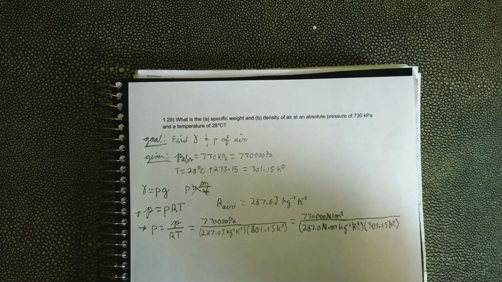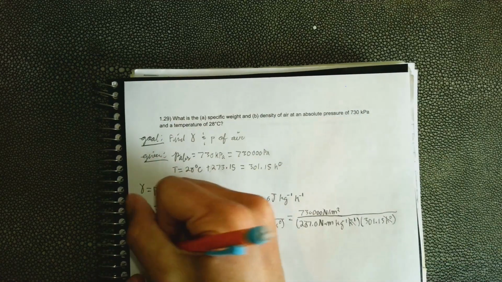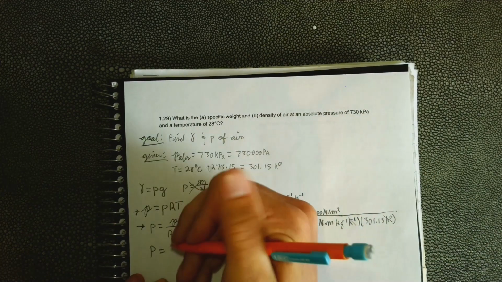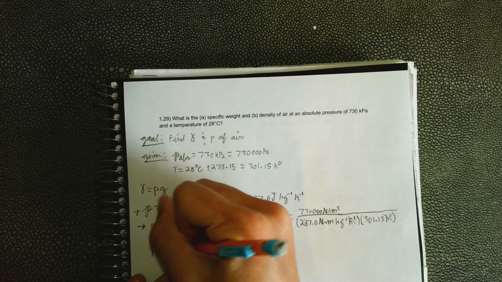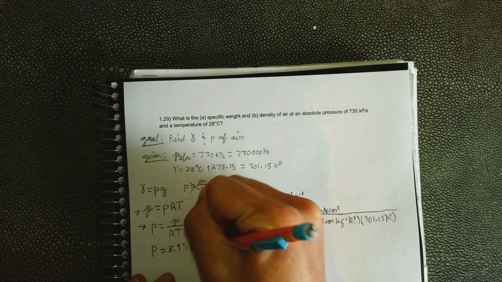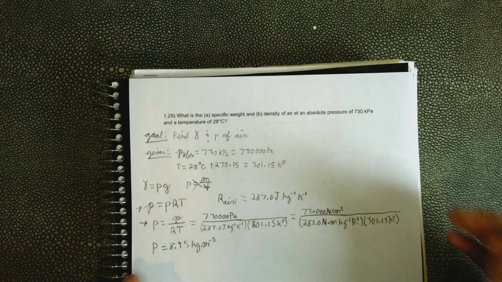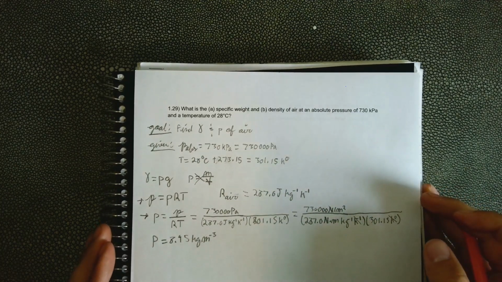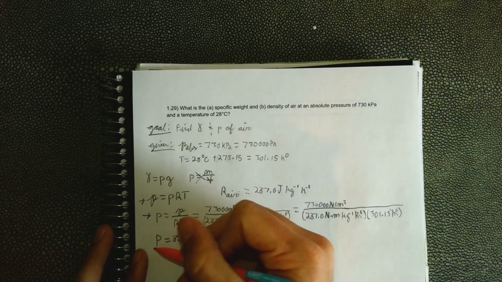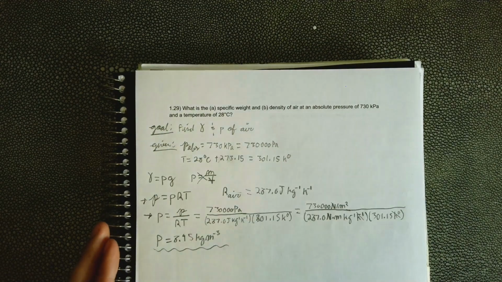Put it in the calculator. We get that the density equals 8.45 kilograms per meter cubed. Okay, so there you go. That's the answer to the first problem. That is the density of air.